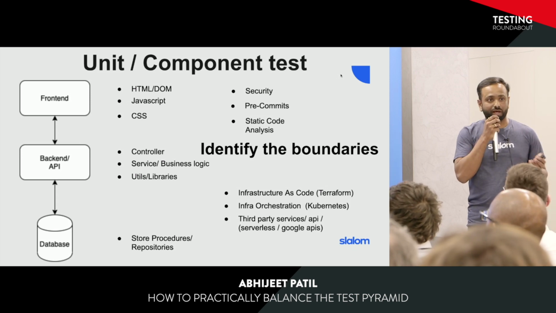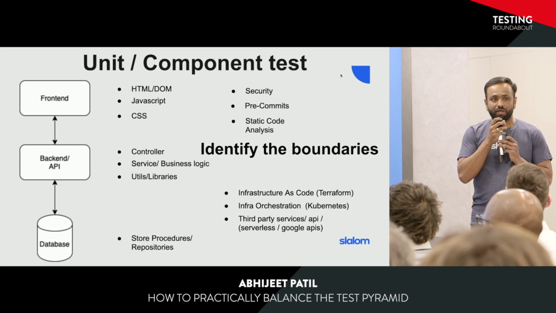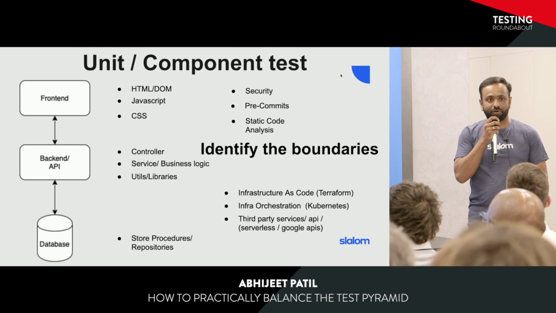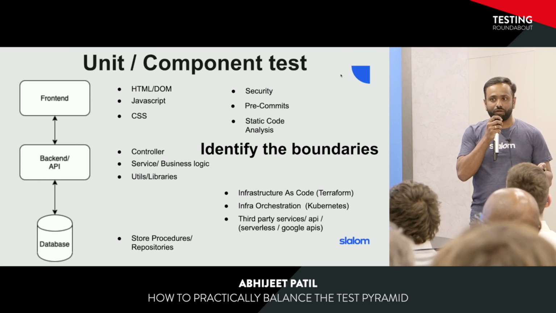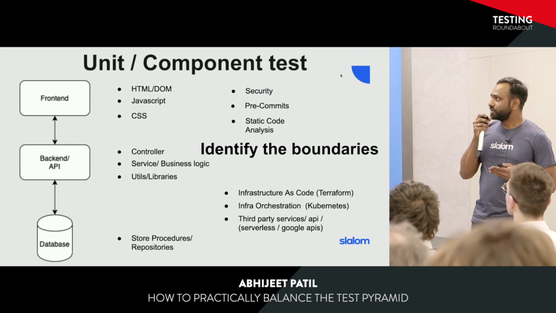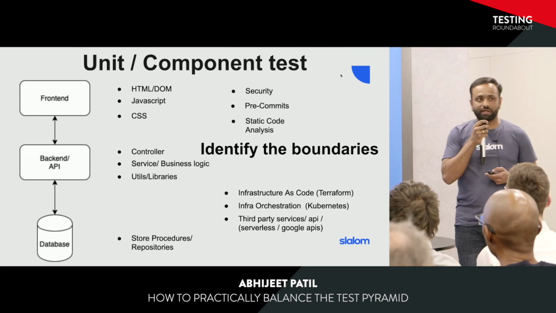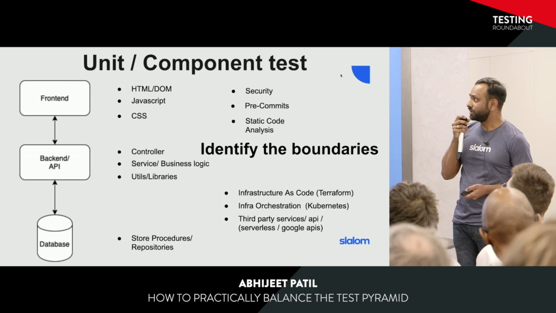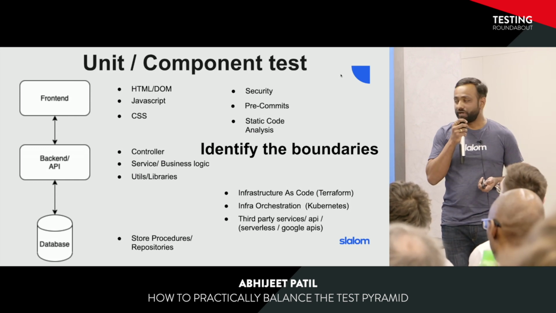With pre-commits, you can make sure you don't check in, for example, your secrets, right? You can have your pre-commit so that you don't make this mistake. So these are the feedbacks you can have on your local machine, and those bugs can be avoided, right?